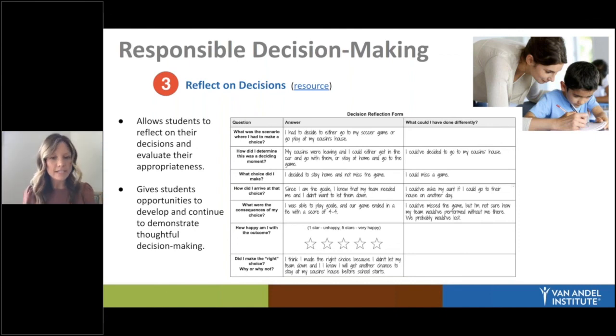Really getting them to self-assess, right? How happy are they with what happened? And then, did I make the right choice? And we say right like this because was it the right choice for them, and why or why not? So this really walks them through the evaluation process of the appropriateness of their response. And it also gives students opportunities to develop and continue to demonstrate being thoughtful when they're making decisions, and not just jumping in and deciding. So, another great strategy for that.